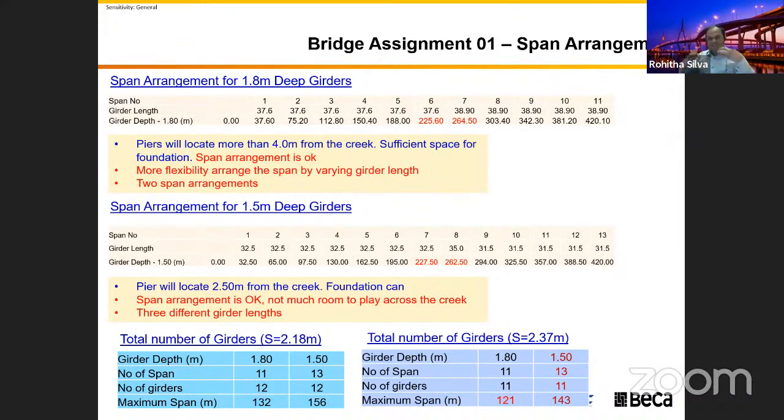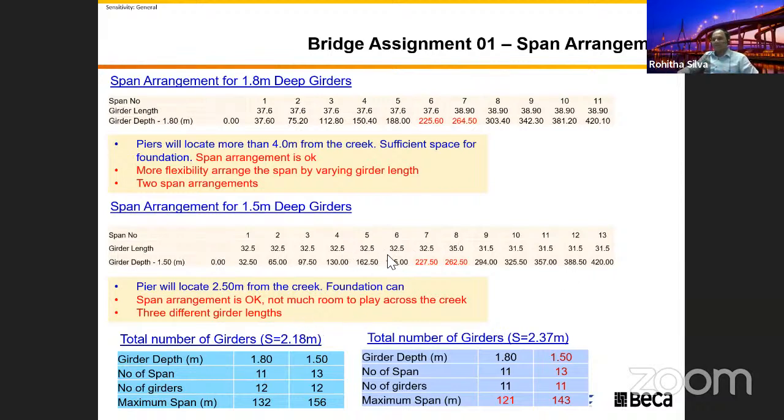You see this creek make your life a bit difficult. Your design, you have that constraint, make this design difficult. So then you can see there's a 2.5 meter clearance to work. It's really difficult, but it's possible. The span arrangement is okay, not much room to play across the creek.